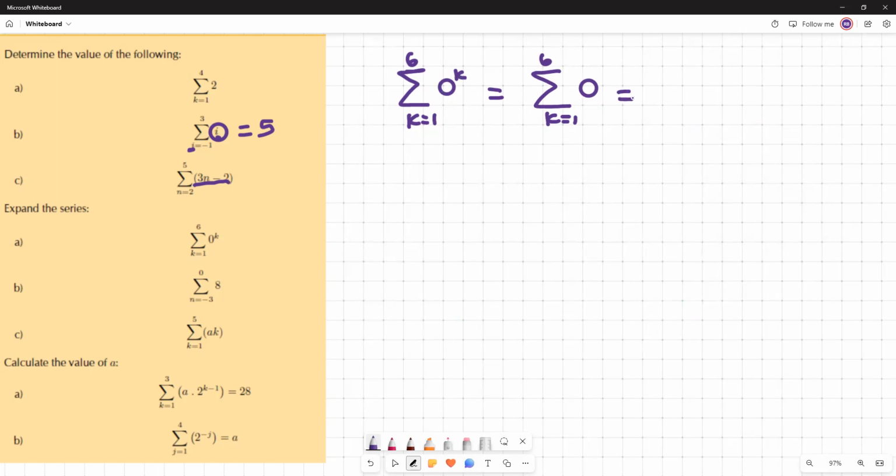Then remember the technique that I gave you. I said if you have a constant, the 0 is a constant. You have 0, and then you're going to multiply by the number of terms, which I can see is 6. So the answer is 0.